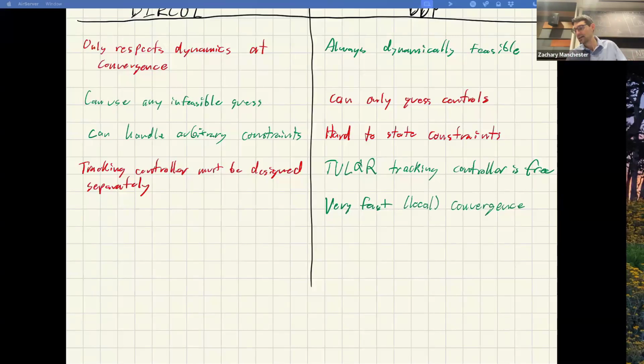Whereas with Dircol, if you use an off-the-shelf solver like IPOpt, typically those are not as fast. You can make them go fast, but it's quite a lot of work. Writing your own SQP solver from scratch for online MPC is hard. It takes a lot of work. It's possible, but it's much, much harder. And out of the box, DDP is almost certainly going to be faster than something like IPOpt.